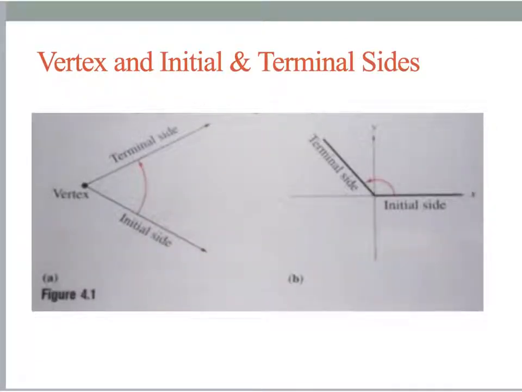If we look at the vertex and the initial and terminal sides in figure A, the red arrow shows how we would measure: from the initial side to the terminal side. For figure A, that's just some angle out in free space. But angle B shows that this angle is actually on a coordinate plane. When we measure on a coordinate plane, the initial side is always the positive x-axis. So we start from the positive x-axis until wherever it stops.